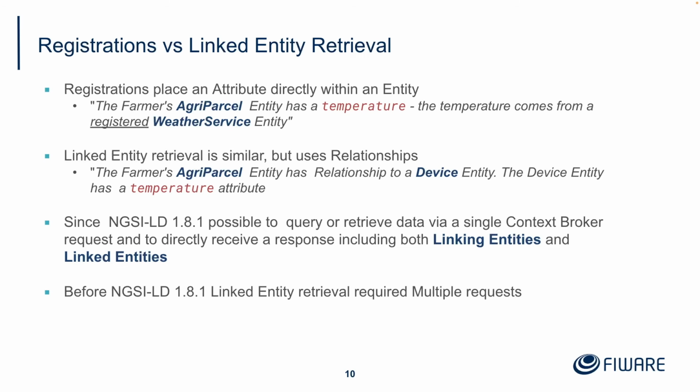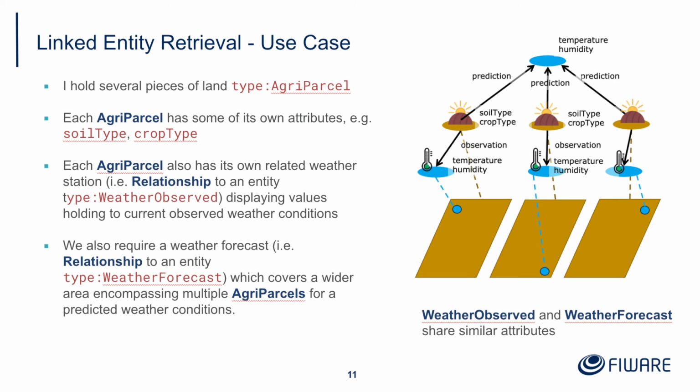Now, it's possible to get both of these if you're using an older system or one which doesn't support this part of the modern specification. You can do this using multiple requests. Get the piece of land, read through, see it's got a device, and make a second request. But the latest specification will do both of these parts for you within the context broker.